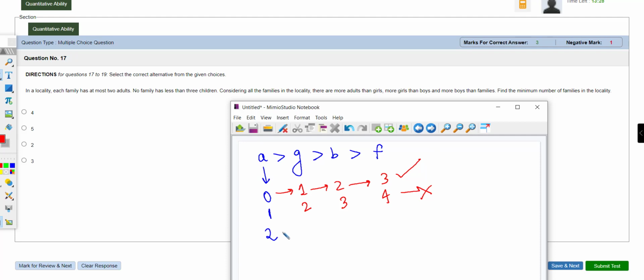Look here. Number of adults 2. This is 3. This is 4. This is 5. Sorry. Hold on. I think I made a mistake here. No family has less than 3 children. Number of children cannot be less than 3. So this is also valid. This is also valid. This is also valid. Okay. All these 3 cases are valid. There is no problem here. But we want minimum number of families. The minimum number of families are how many? Minimum number of families is 3. Okay, so we can mark 3 as the answer here.